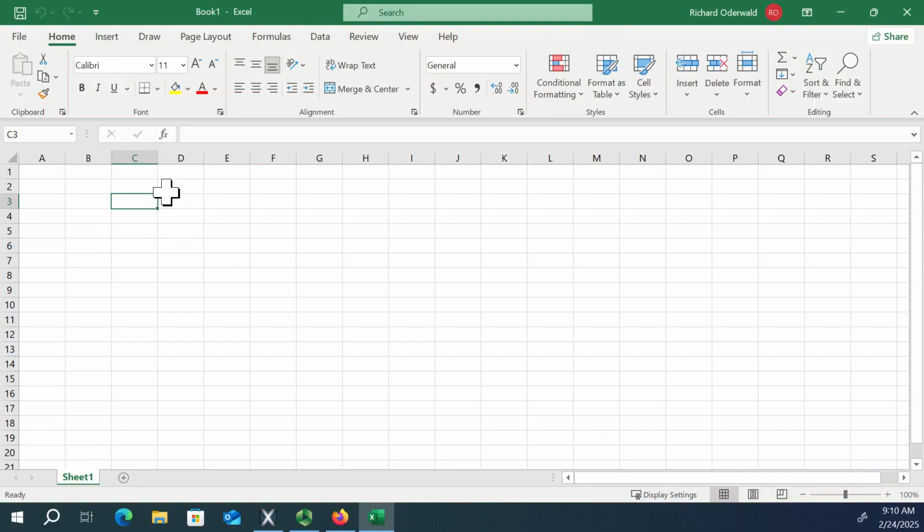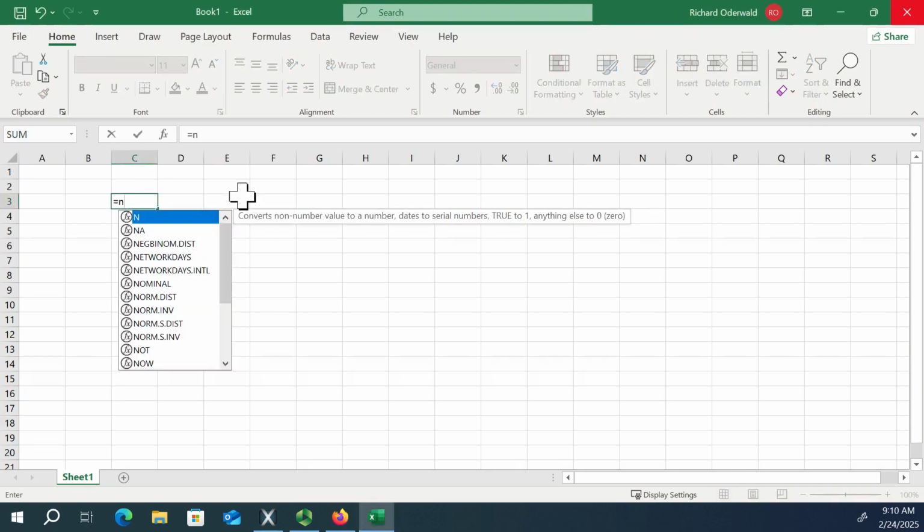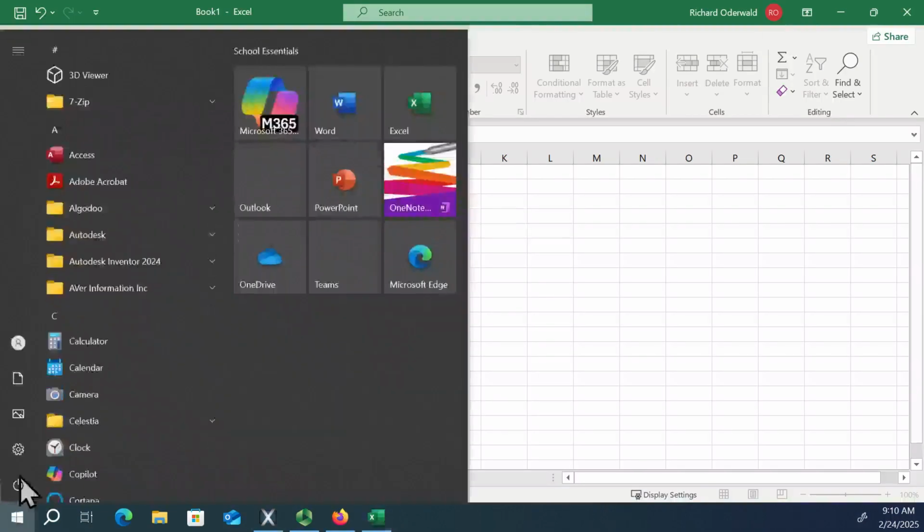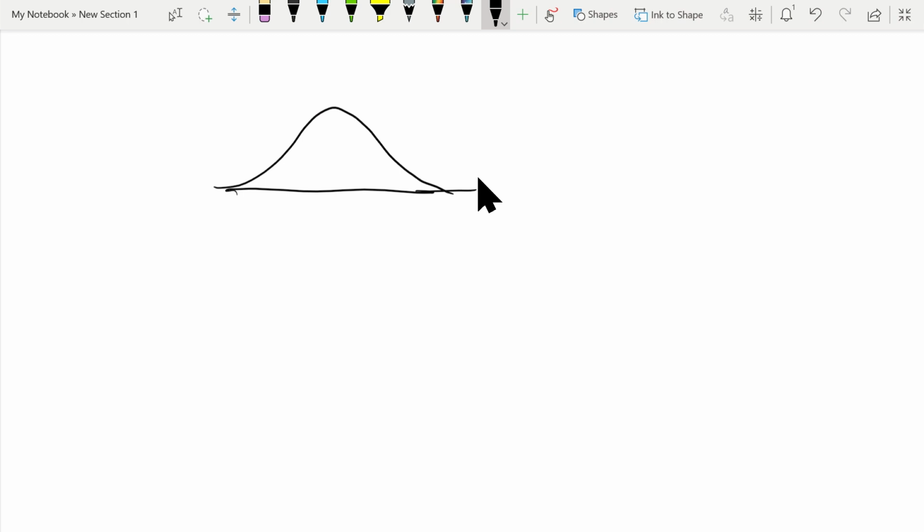This is normal distribution. Get Excel going and type equals norm. Okay, this is the normal distribution. We did the binomial distribution. The normal distribution is the one with the shape that everybody associates with statistics. All right, this is the normal, and in the middle is the average. You remember the empirical rule?